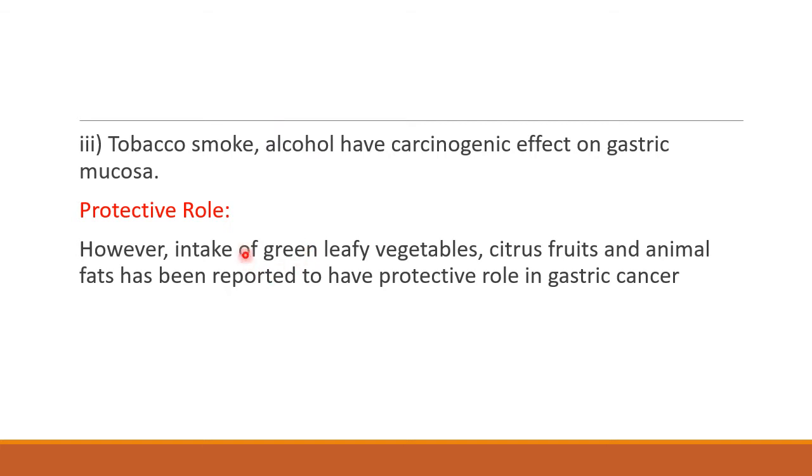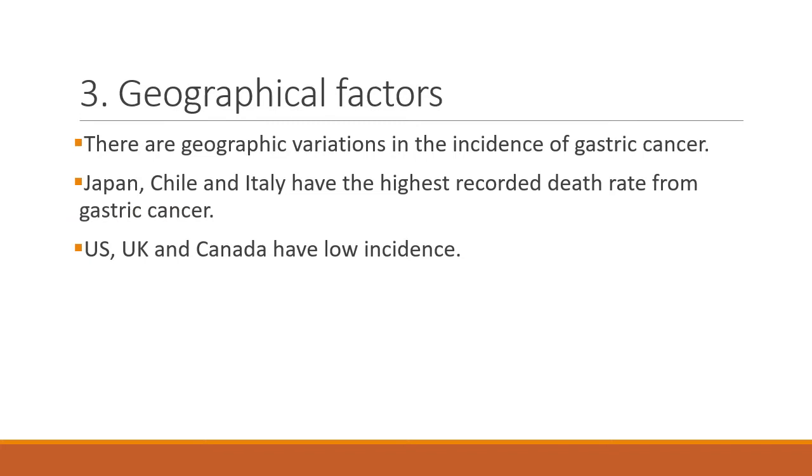But intake of green leafy vegetables, citrus fruits and animal fats have been reported to have a protective role in gastric cancer. Third is the geographical factors. So there are geographic variations in the incidence of gastric cancer, like Japan and Italy have the highest recorded death rate from gastric cancer, whereas US, UK and Canada have a low incidence.